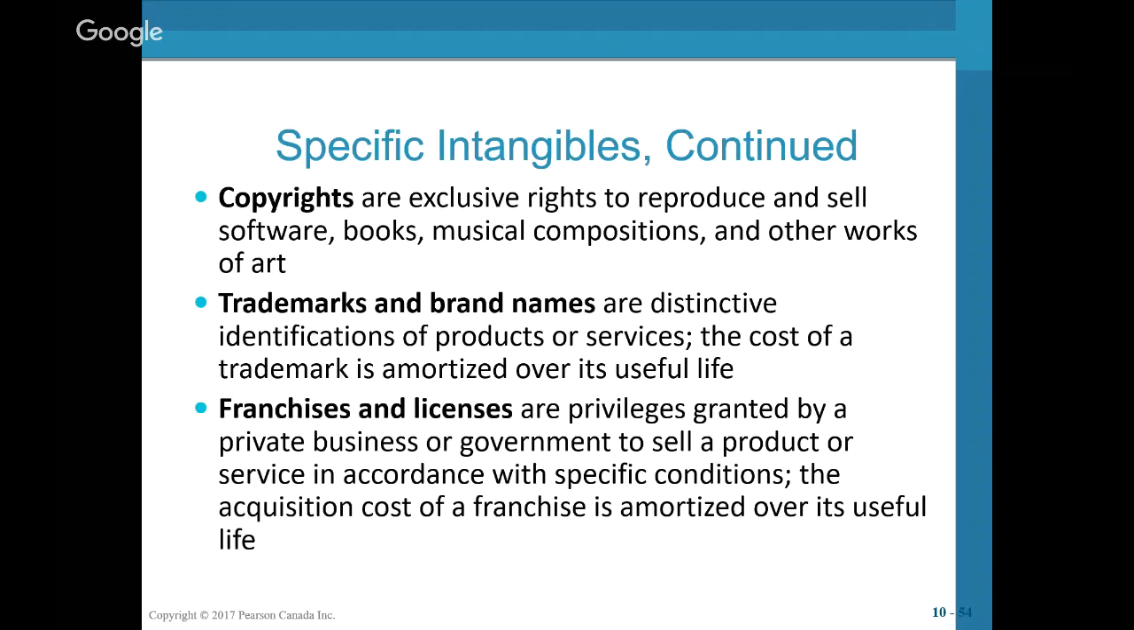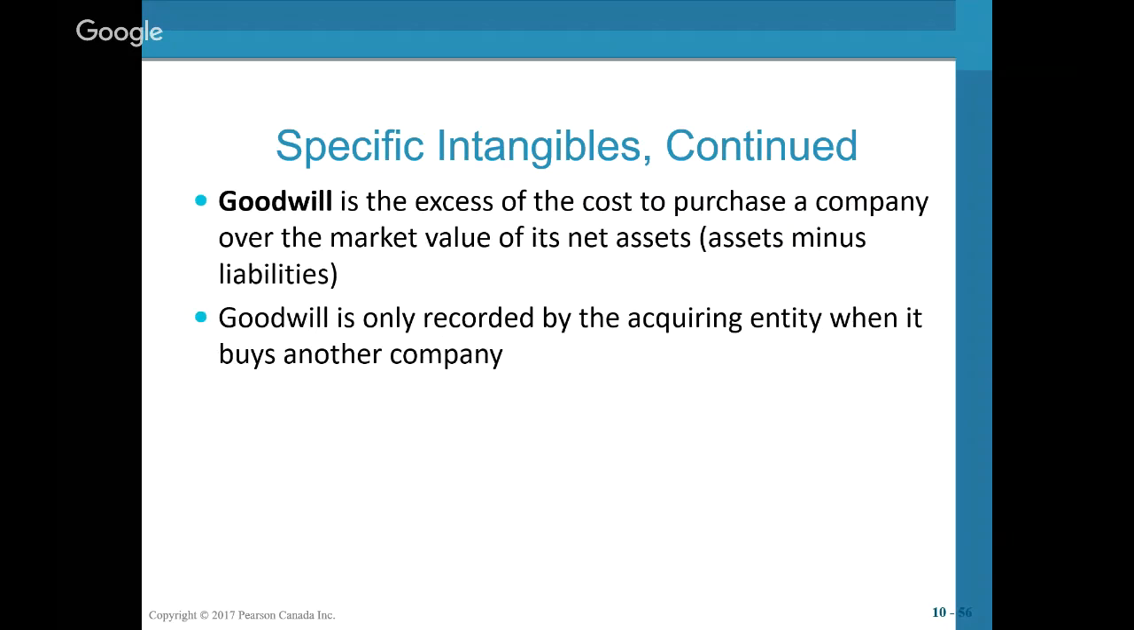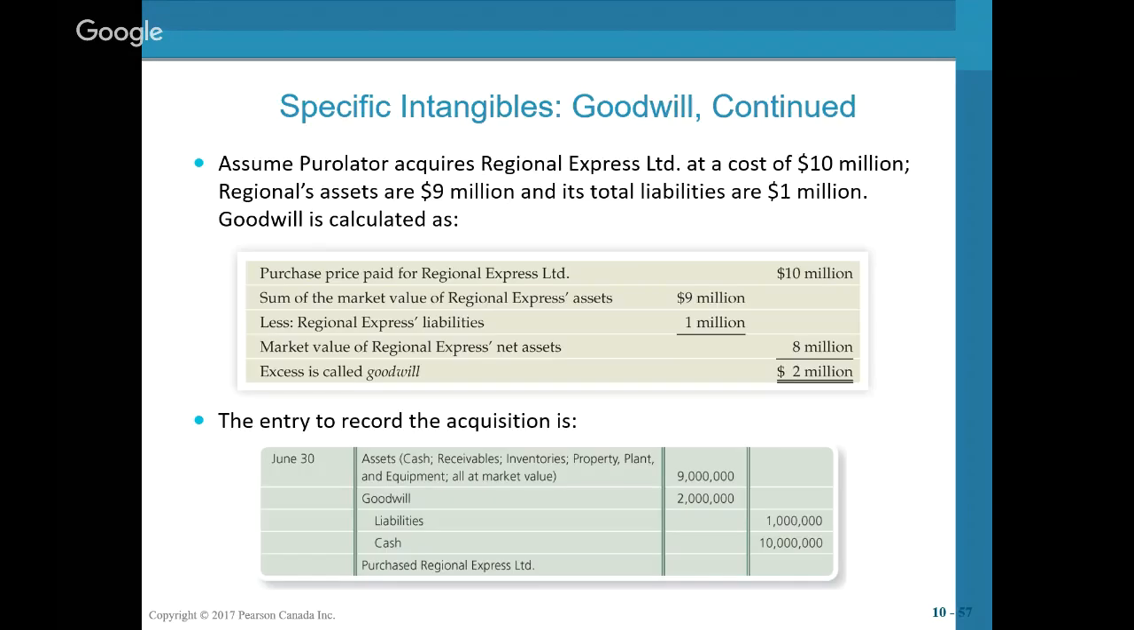Okay. The book does get into the differences between the different types of intangible assets, copyrights, trademarks, franchises, and then goodwill. I'll let you read about those. The one thing with goodwill is we test it for impairment. So assume Purolator buys Regional Express for $10 million. The assets are $9 million. Total liabilities are $1 million. We paid $10 million. In exchange, we're getting net assets of $8 million. So the difference there is $2 million in goodwill.